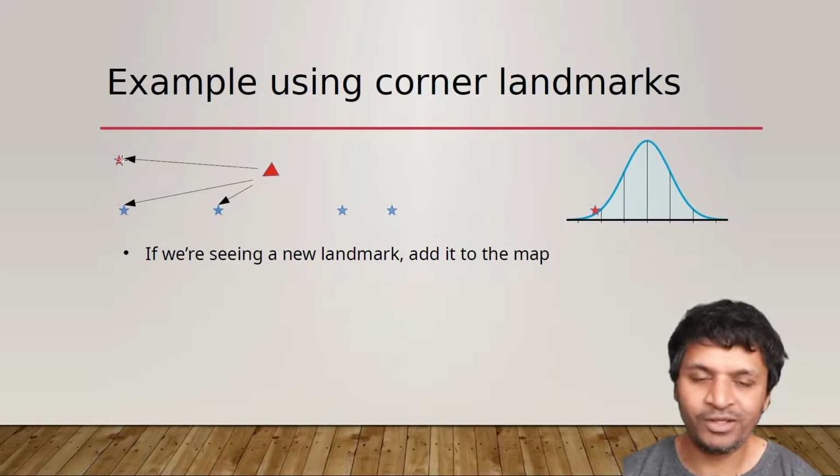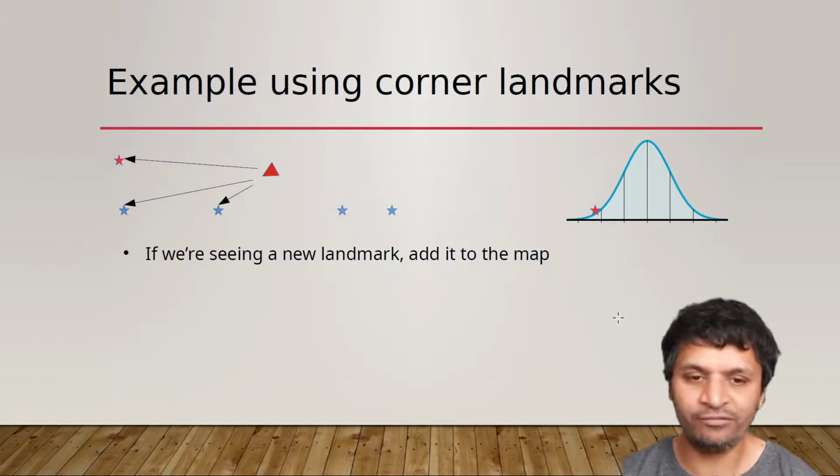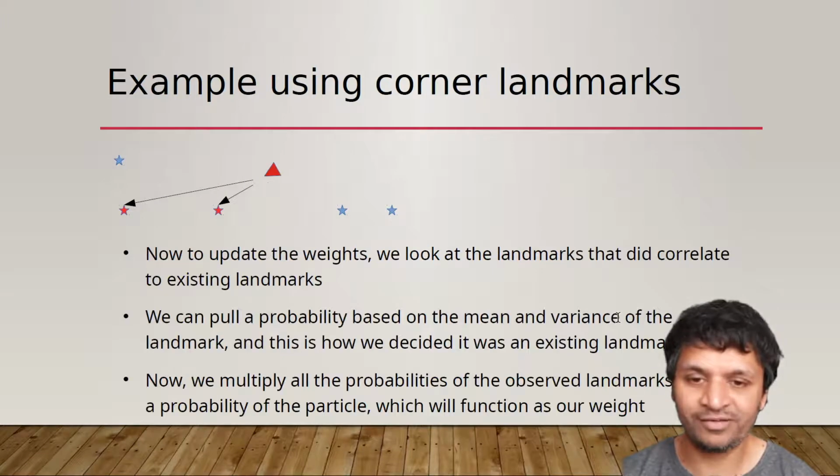So this one must be a new landmark. If it's a new landmark, we just add it to the map with the variance from our observation model. Okay, so now we've got a map with 5 stars in it. Now the next important part about particle filtering was we had to figure out the weight of the particle.